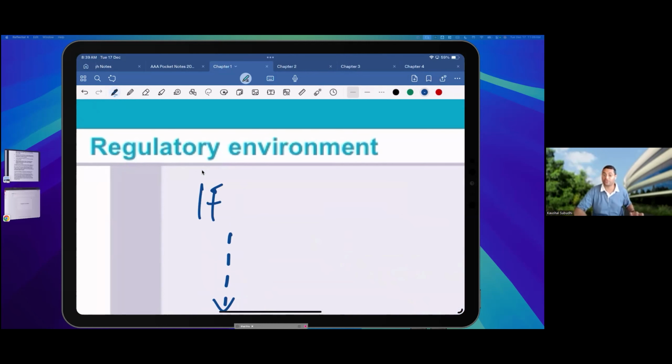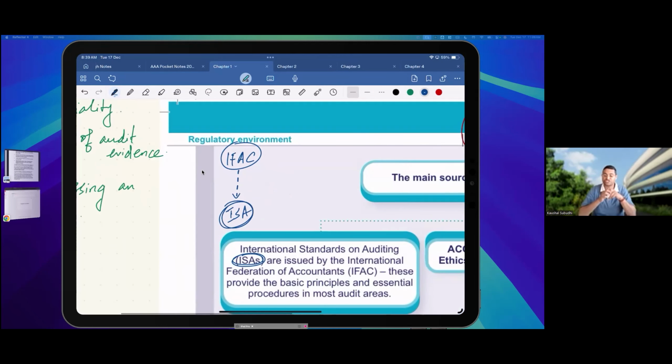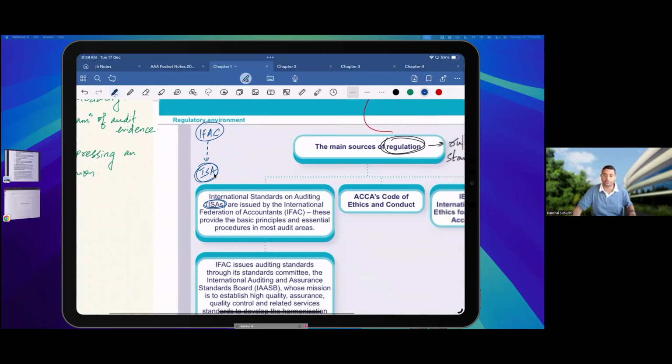the International Federation, that is IFAC, the International Federation of Accountants. AC stands for accountants over here. These are issued by the International Federation of Accountants, and these provide the basic principles and essential procedures for most audit areas, right? So what could be the most important audit areas? What are the audit areas?